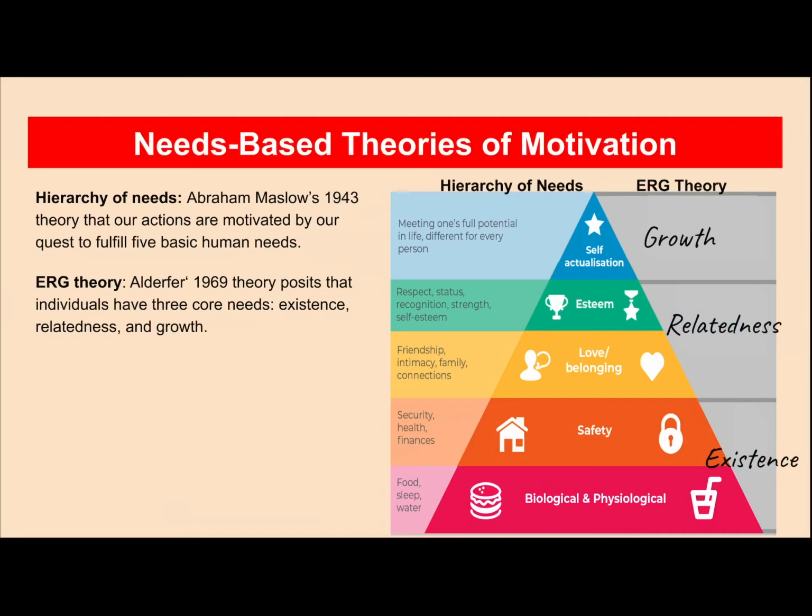All of those need to be met in order to continue to move up the pyramid to the yellow level of love and belonging, which involves friendship and intimacy and connections, and then esteem, which is respect from others, status, recognition, that sort of thing. Once all those are met, we can move all the way up to self-actualization, meeting your full potential in life. And of course, this is different for every person.